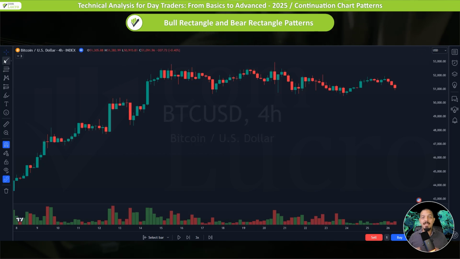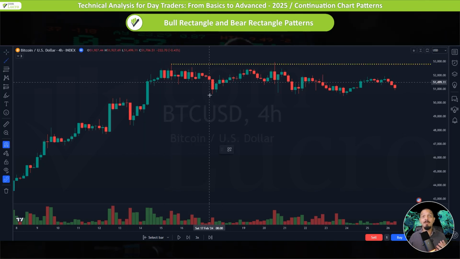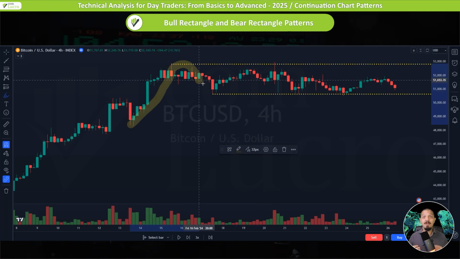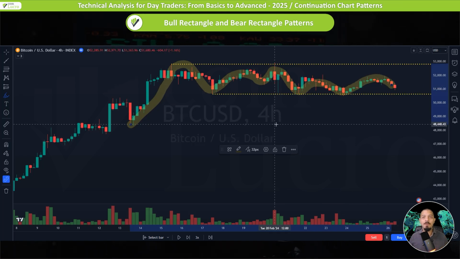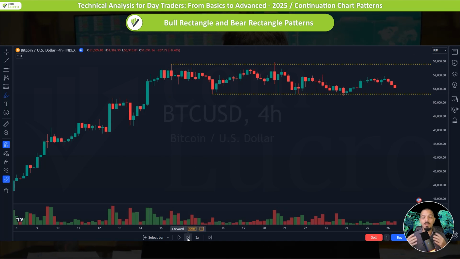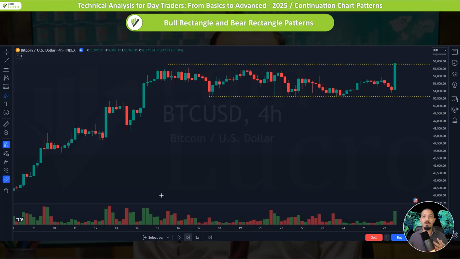Now, let's add an example of the bullish rectangle on the Bitcoin against the US dollar chart. The market is in a strong uptrend before entering a bullish rectangle. After a sharp upward move, the price consolidates between a resistance level at the top and a support level at the bottom, forming a clear rectangle. During this phase, the price fluctuates within this range, showing indecision between buyers and sellers. However, this sideways movement is only temporary.